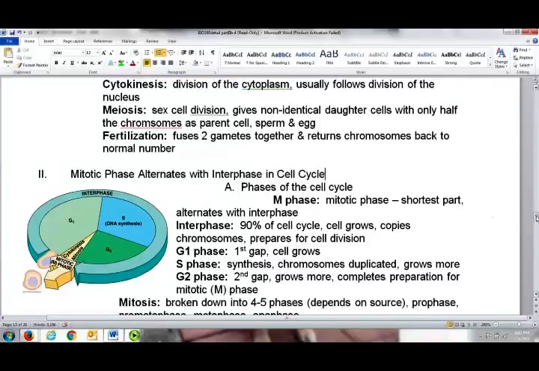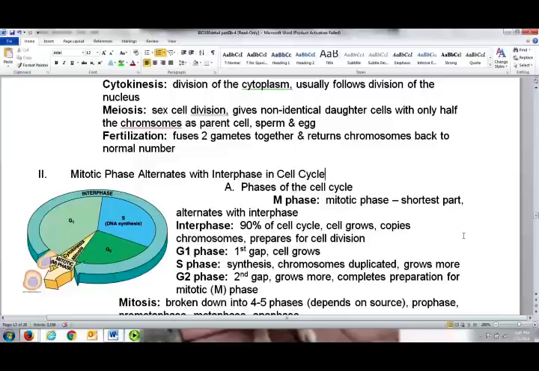So your mitotic phase is going to alternate with interphase in a cell cycle. So in this diagram here, you can see interphase is the vast majority. It's about 90% of the cell cycle. And then we have the mitotic phase here, which is when the cell is actually dividing. So M phase is the mitotic phase right here. It's the shortest part. Interphase, 90%.